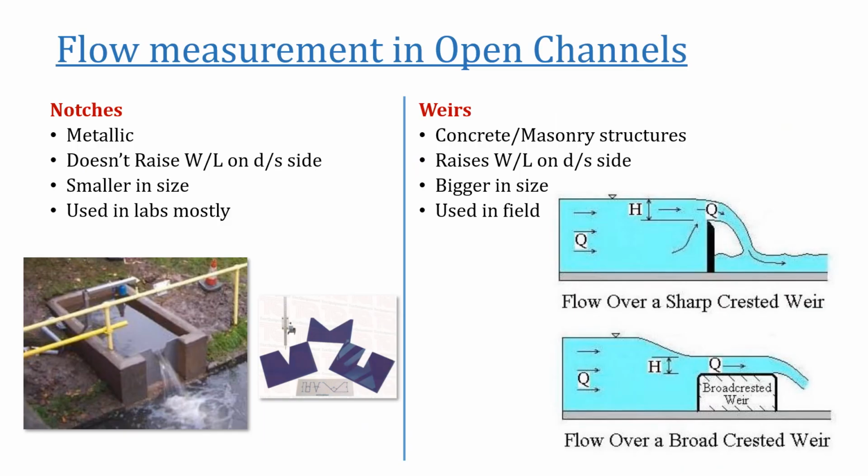Let's discuss the flow measurement in open channels, in which we are going to see notch and weir. A notch is a metallic plate which is mainly used in labs, they are smaller in size, and they do not raise the water level on the downstream side. While weirs are concrete or masonry structures which are used in the field, they are much bigger in size, and they raise the water level on the downstream side.